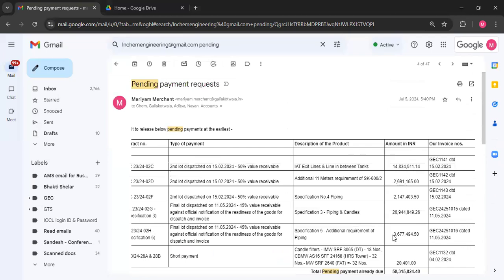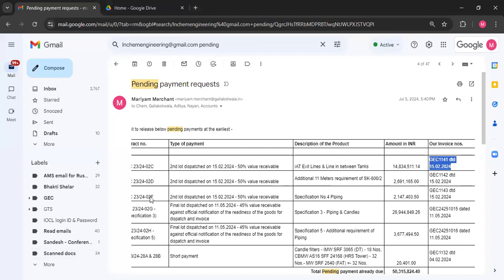Like what is the amount? The amount is always in INR because we get our payments from Russia in INR. So the amount is in INR. This is the value, and preceding it is our invoice number. Very important because it makes it easy for our accounts team, for anybody, to correlate it with our invoice. So these are our invoices dated what? These payments are against what?